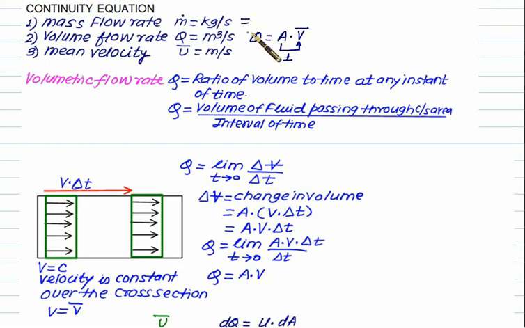Mass flow rate can be computed from the discharge as the product of rho multiplied by Q. So mass flow rate is given as density multiplied by area multiplied by velocity. Whenever we say area and velocity are perpendicular and the distribution of velocity is constant over the entire section, that is called the average velocity.